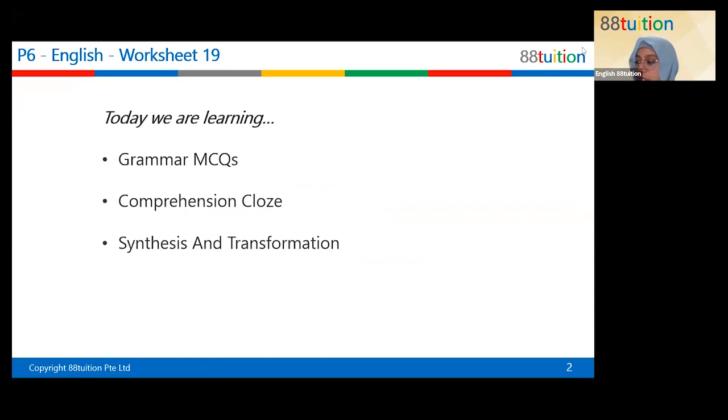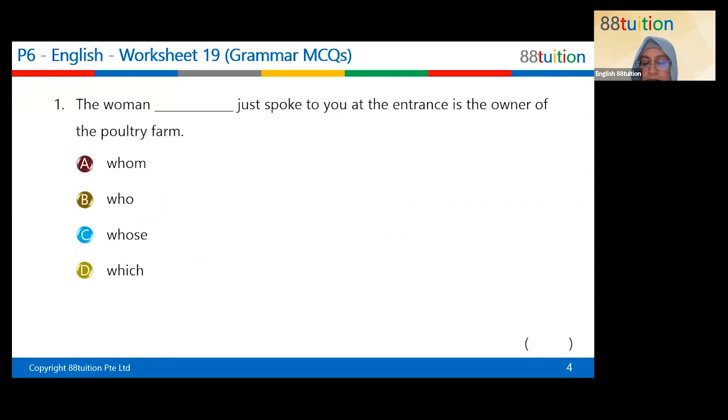Right, so today we're learning grammar MCQ, comprehension cloze, and synthesis and transformation. These are the three things that we need to do by 9 p.m. So I just need somebody to be a timekeeper again. Okay, so let's start with grammar MCQs first. For those of you who have been with me, you know how we do it.